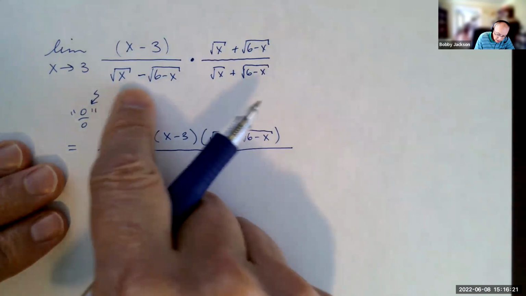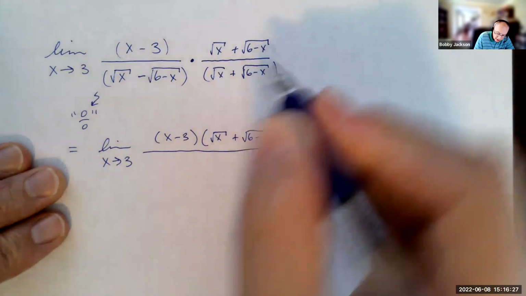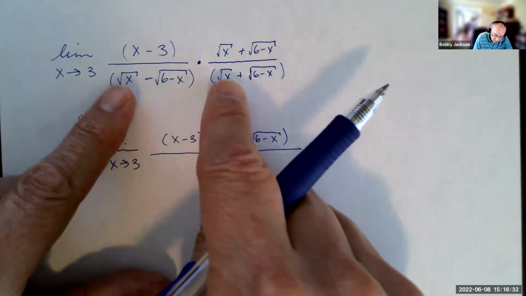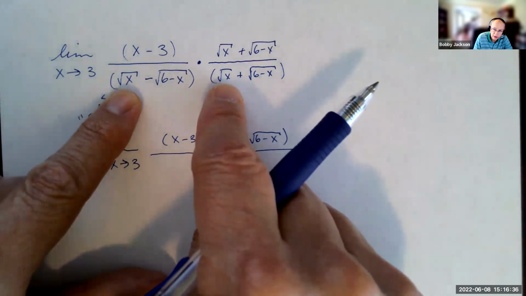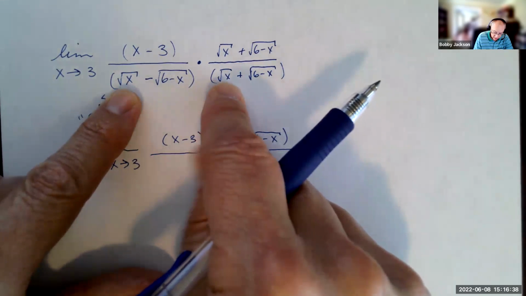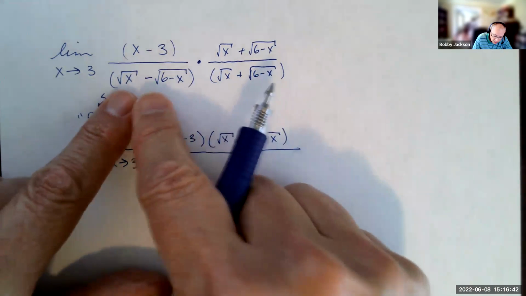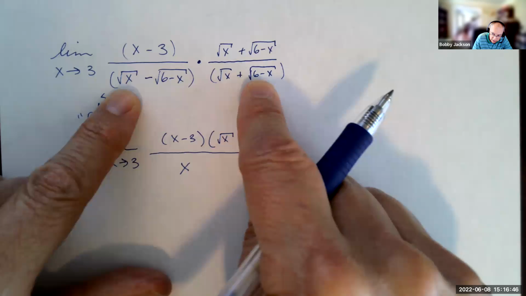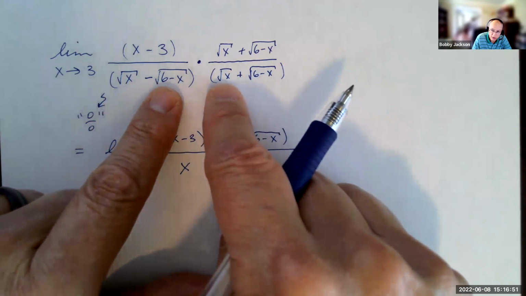On the bottom, we do want to FOIL that thing out, right? So I've got this expression times this expression. So just do the FOIL technique, if you will: first, outer, inner, last. First times first, what's the square root of x times the square root of x? Square root of x times square root of x is just x. There's the first. Now the outer would be the square root of x times the square root of 6 minus x. But notice the inner is negative the square root of x times the square root of 6 minus x.